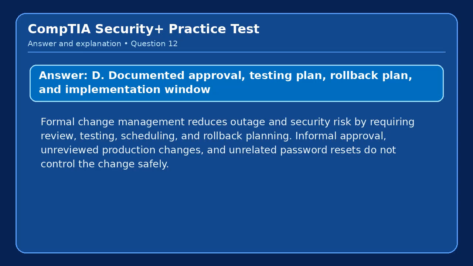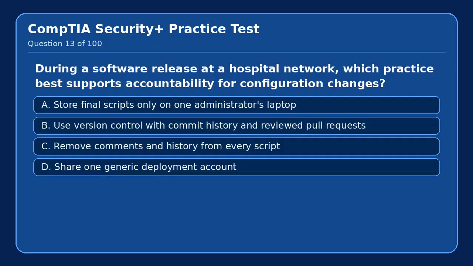Question 13. During a software release at a hospital network, which practice best supports accountability for configuration changes? A. Store final scripts only on one administrator's laptop. B. Use version control with commit history and reviewed pull requests. C. Remove comments and history from every script. D. Share one generic deployment account. Take a moment to choose your answer.